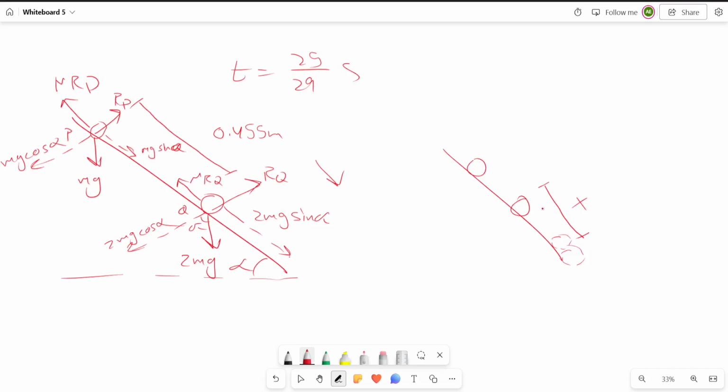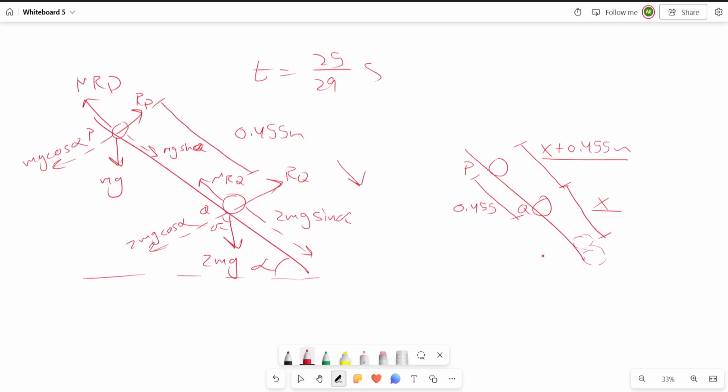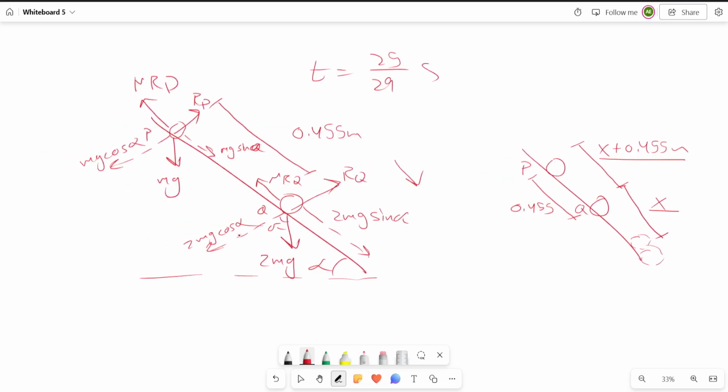So let's say the distance Q travels to the collision is x. Because we know that this is 0.455, the distance P travels must be x plus 0.455 meters. So basically, we want the time where P moved this distance and Q moved x distance. This is going to give us the point where they collided. So to do so, I will need kinematics, and to know the acceleration for Q, I will need to get it from resolving here again.